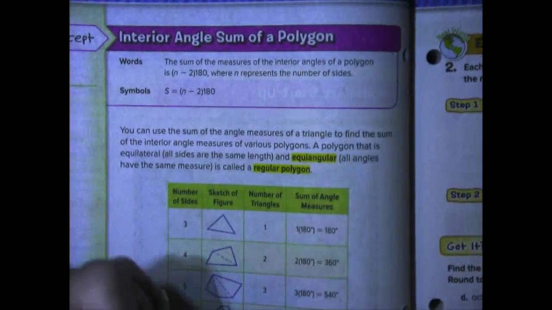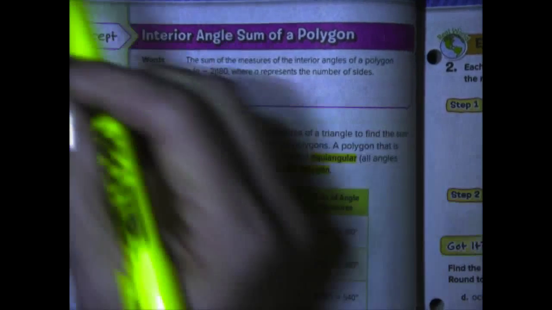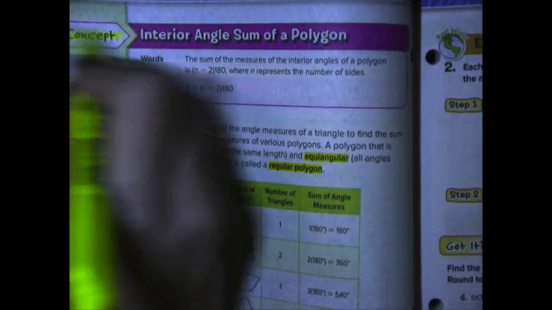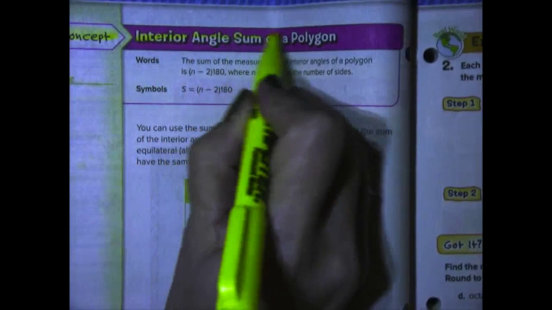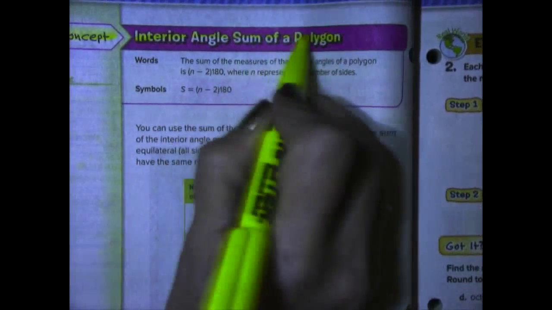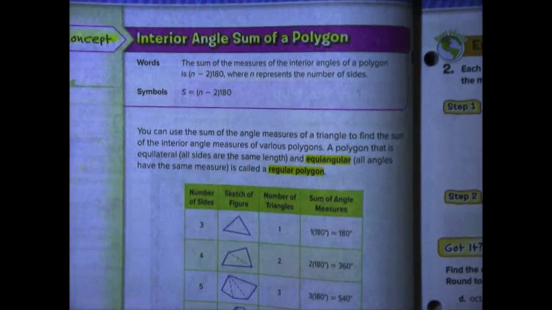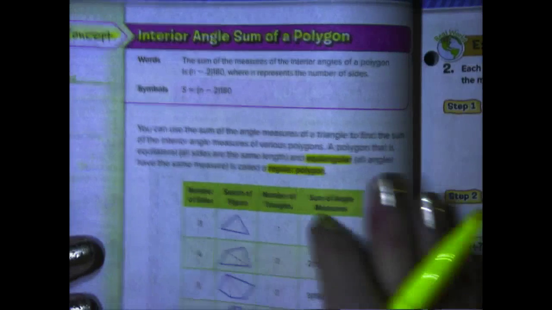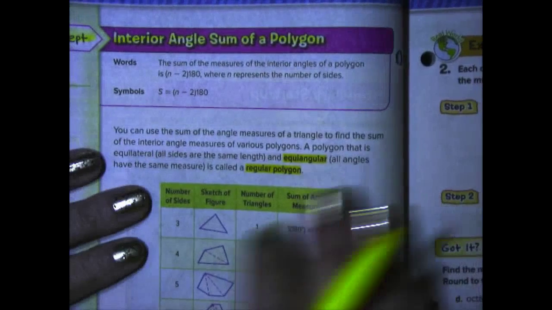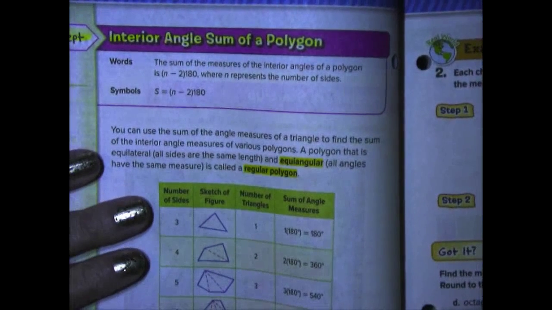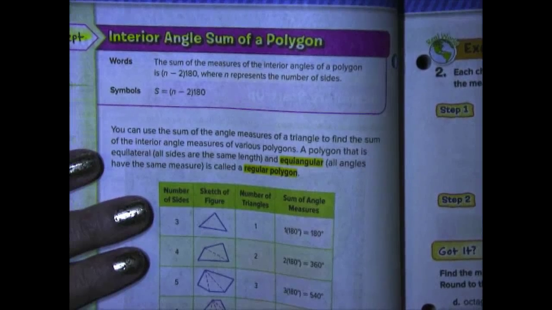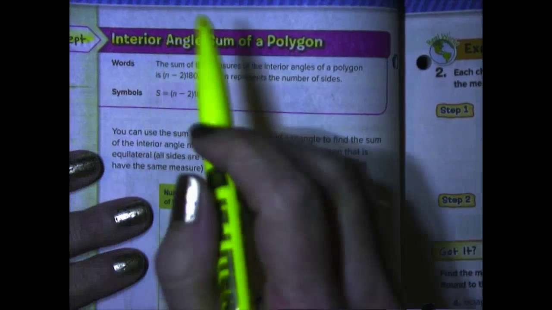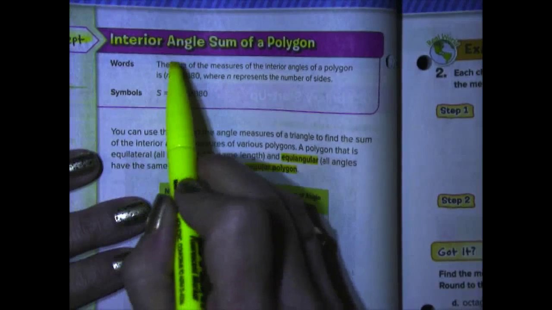So our first key concept in Lesson 4 is interior angle sum of a polygon. So we've already talked about the interior angles of a triangle, and we know that the interior angles of a triangle equal 180 degrees. While a triangle is a polygon, there are lots of other figures that are polygons too, because anything with 3 or more sides is considered a polygon. So let's look at the interior angle sum of a polygon.